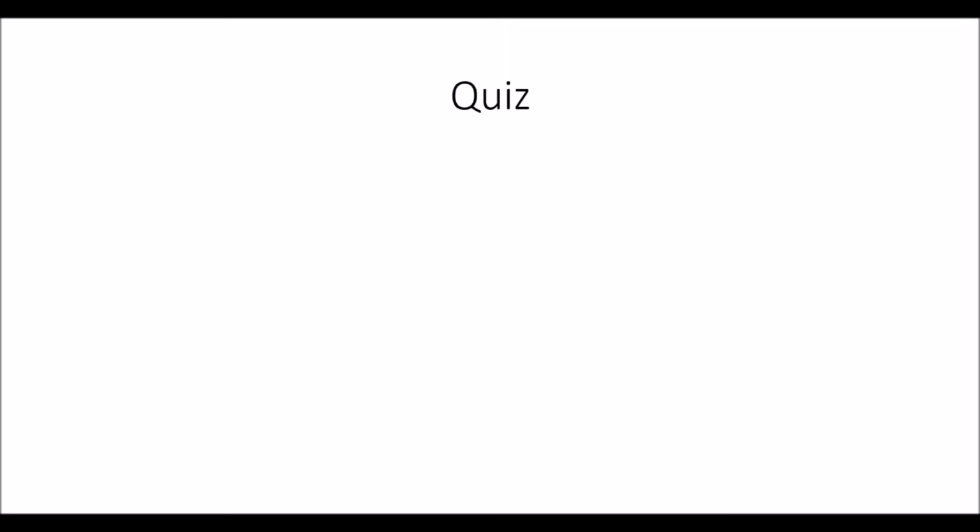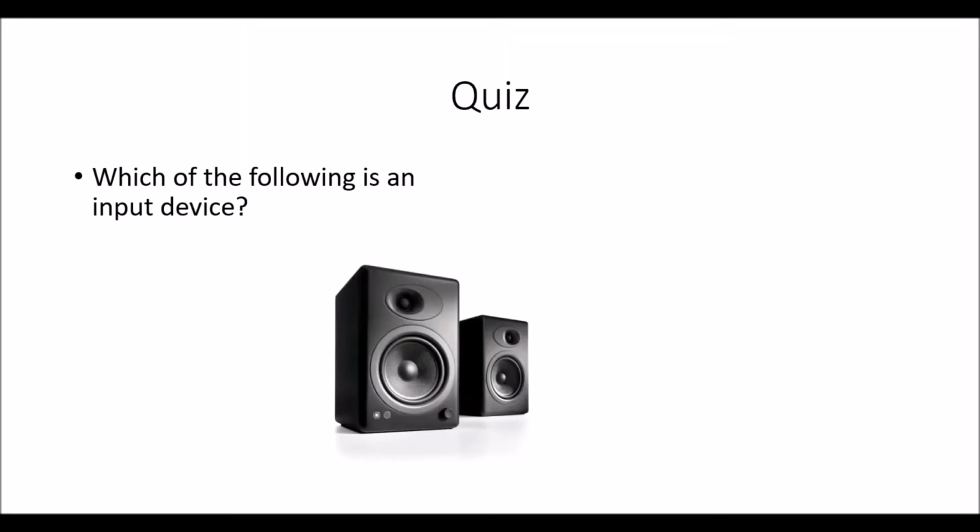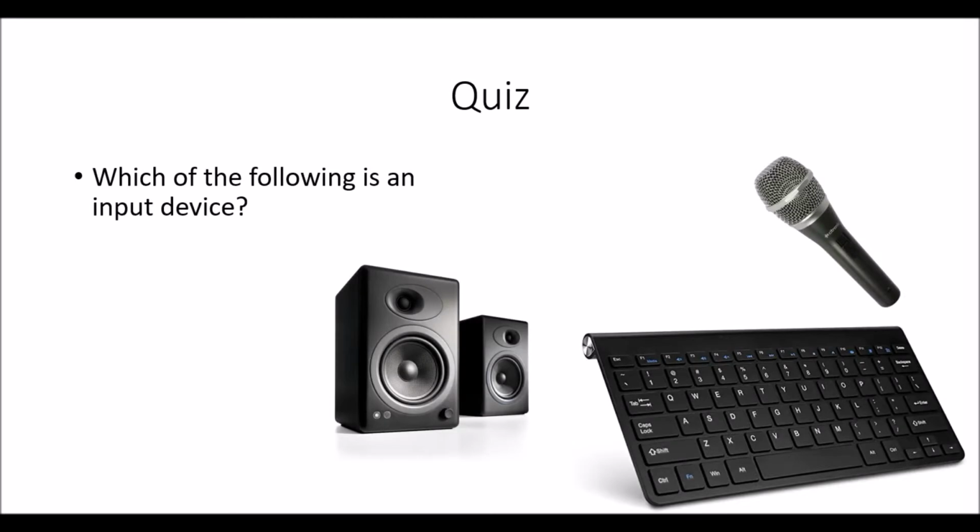Let's get started now. The first question I would like to ask you: which of the following is an input device? Can you try to answer this? This is a speaker, microphone, keyboard. Which of all these are input devices? Of course, you can tell that the input devices are the microphone and the keyboard, while the output device here is the speaker.